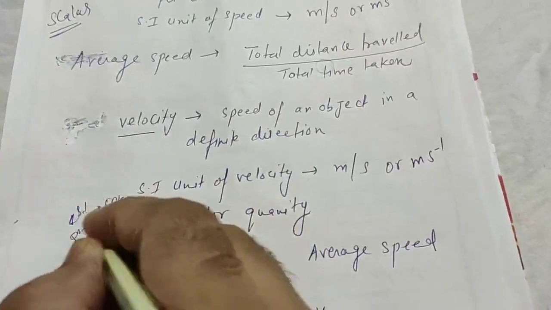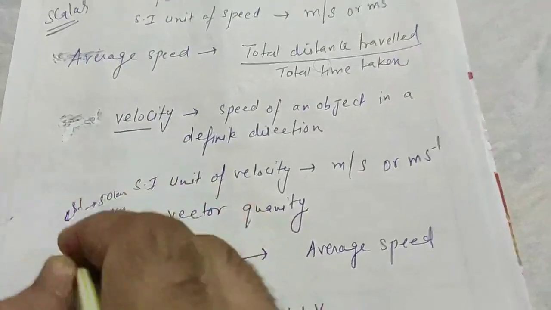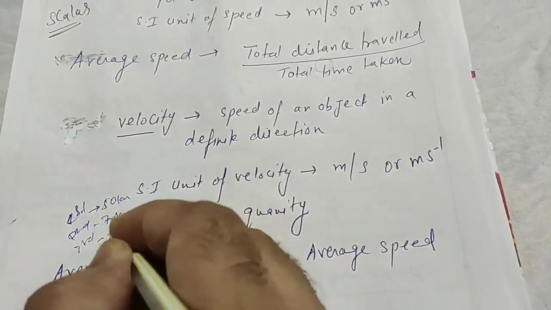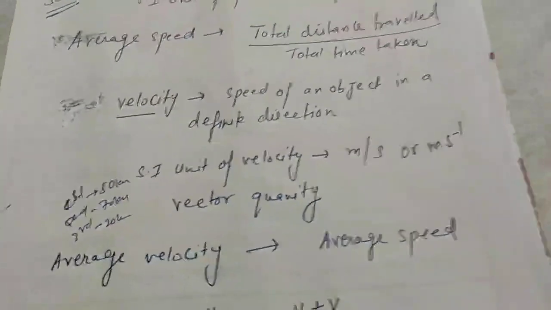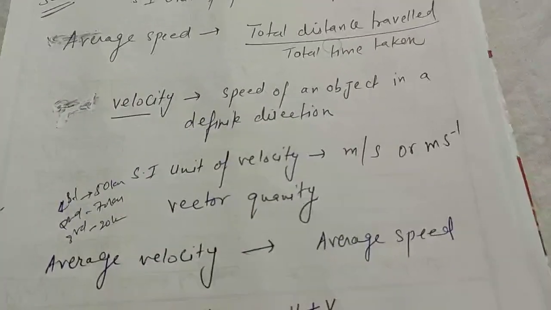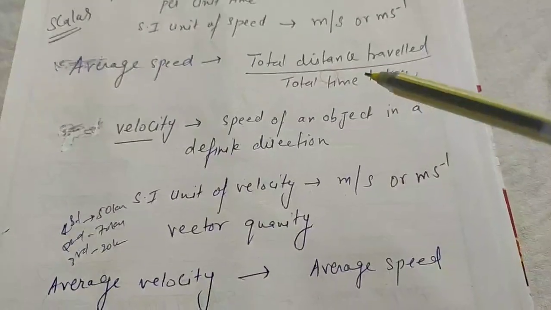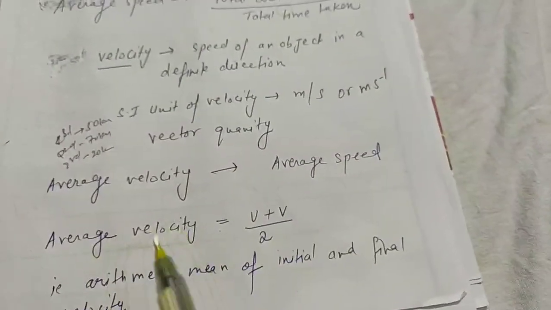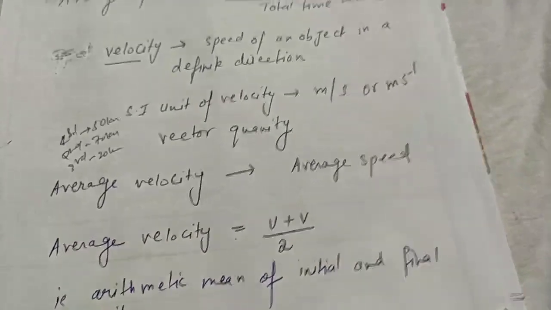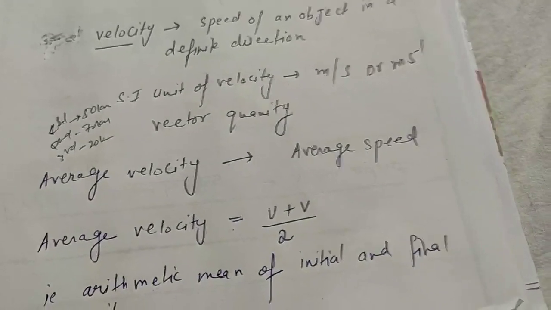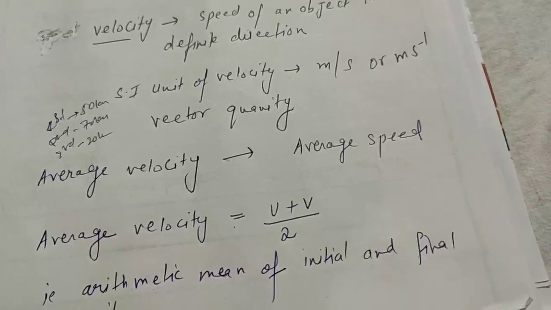In the second hour the distance traveled is 70 km. In the third hour the distance traveled is, suppose, 20 km. So the distance covered by an object is not the same in every hour. In that case, the average velocity is calculated in the same way as average speed.